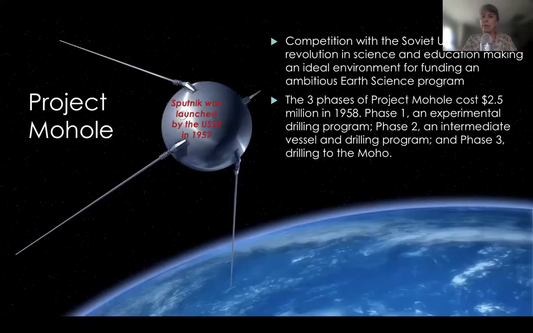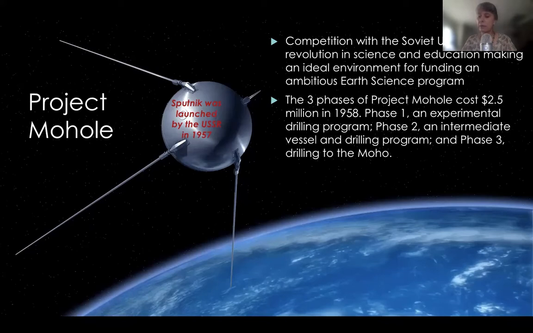It was also helped by the fact that there was a lot of competition at the time with the Soviet Union. Now, the Soviet Union in 1957 had launched Sputnik, so launched a satellite, and the US, America, was behind in the space race. And so there was a lot of competition, and this spurred a revolution in science and education, and it seemed like a really great time for an ambitious science program.